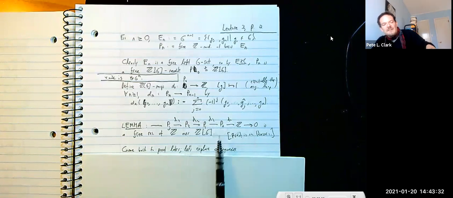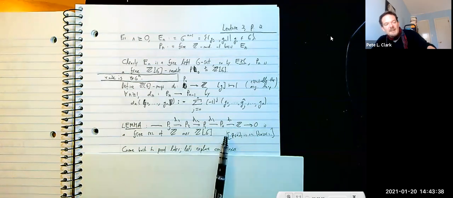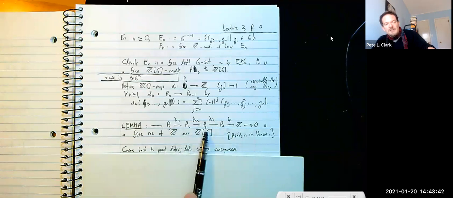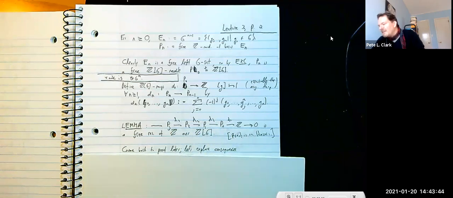Notice that the ranks of these free modules are increasing pretty rapidly. In fact, if G is infinite, then every one of them except for P0 is a free ZG module of infinite rank. So it's definitely not as simple as what we were doing before in the examples, where we had a free resolution using rank 1 free modules.